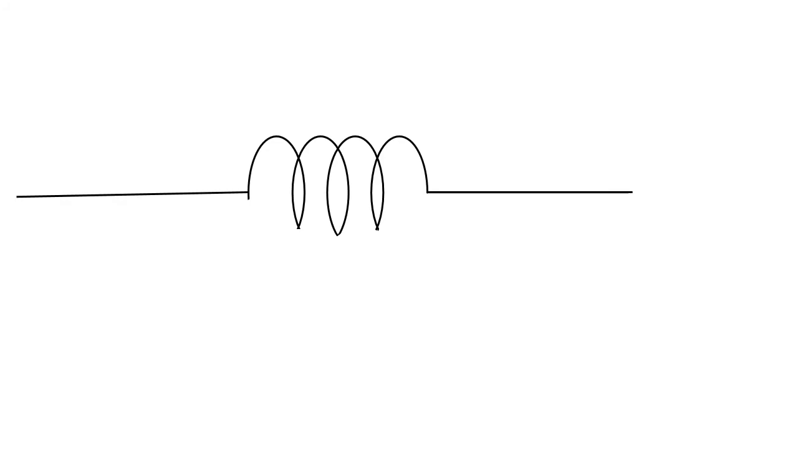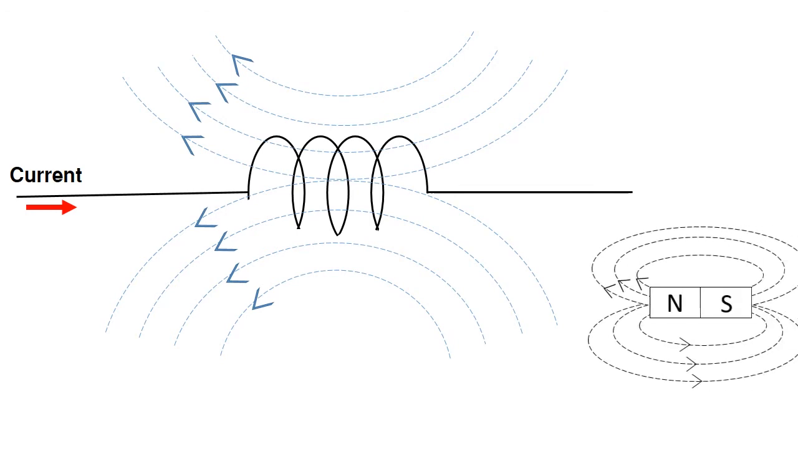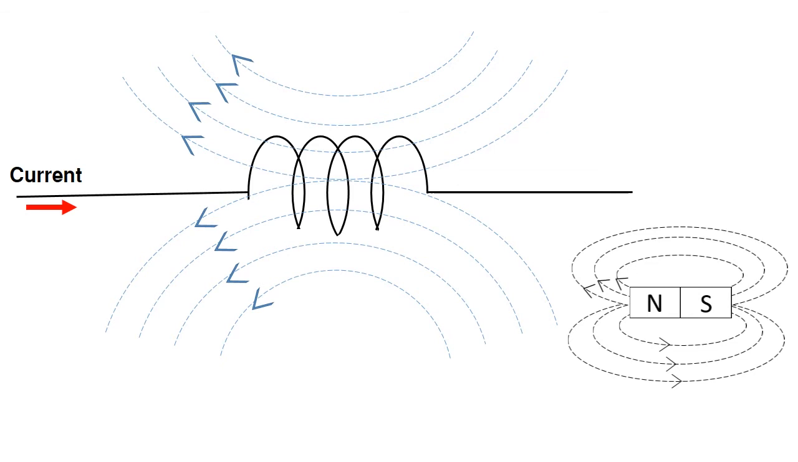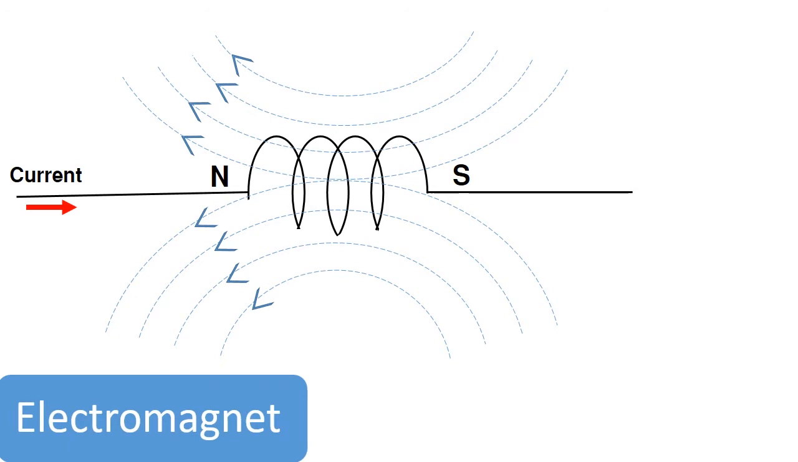Now if we look into the coil, we see the field lines are passing from one side to another in a way similar to a magnet, with the lines moving from north to south. The coil resembles a bar magnet, and the magnetic property developed is due to the current flow in the coil. So it is referred to as an electromagnet.